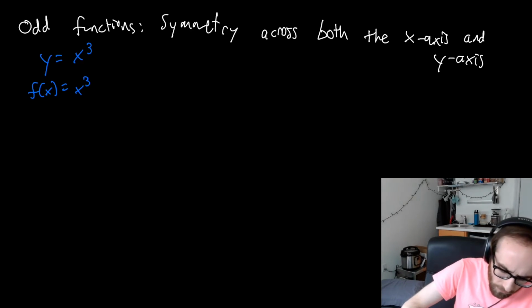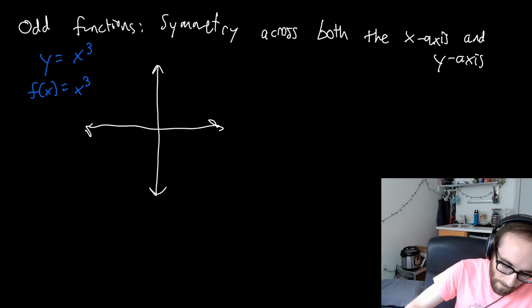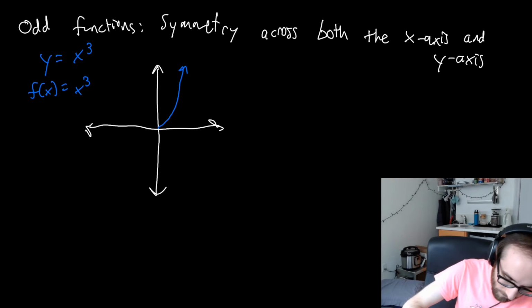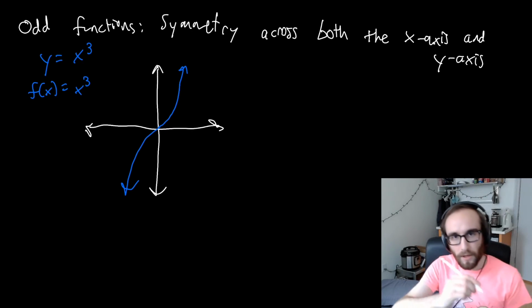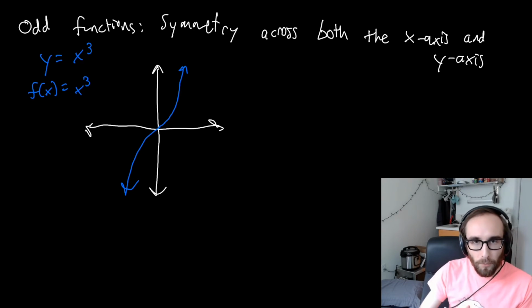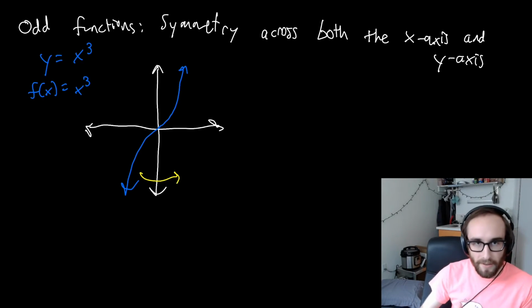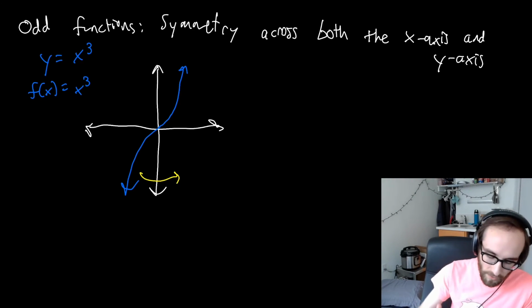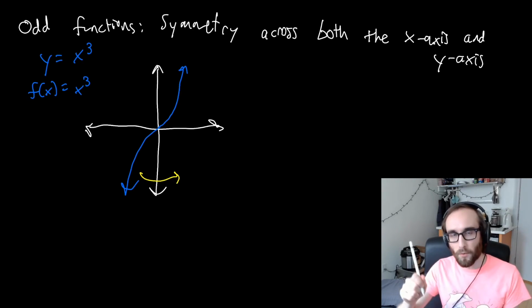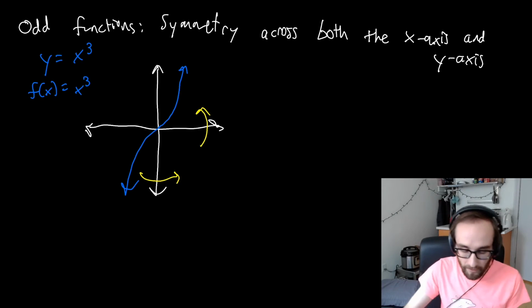So here, if we graph this function, we end up with a graph that looks like this. Kind of a curvy graph. And what we're looking for is, can we reflect this across the x-axis or the y-axis? Doesn't matter which one we do first, as long as we do both. Can we reflect this across the y-axis and then reflect it across the x-axis and match it up exactly?